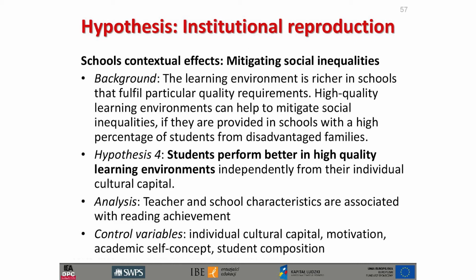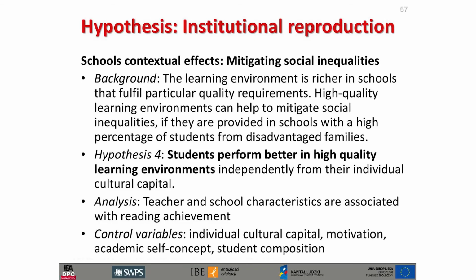And the background is that the learning environment is richer in schools that fulfill particular quality requirements. Which means that even though, for example, we have a school with a lower percentage of children from advantaged backgrounds, so with a low socioeconomic background, it is still possible to provide a rich learning environment. And this shouldn't depend on the students that attend the school, but rather on the regulations in the school system, right?